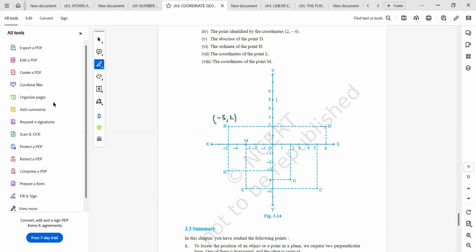Here it is. So here you can see point C. What are the coordinates? For point C.